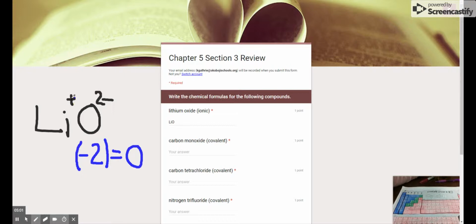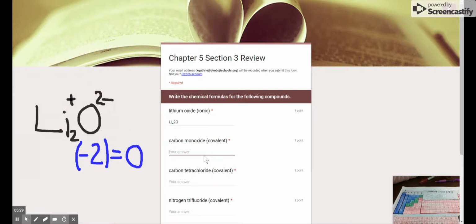Remember, this is an understood 1. So 1 times what gets you 2? 1 times 2 gives you 2. You will write a 2 in subscript. So your final answer then is Li₂O. There are 2 lithium atoms compared to 1 oxygen atom.